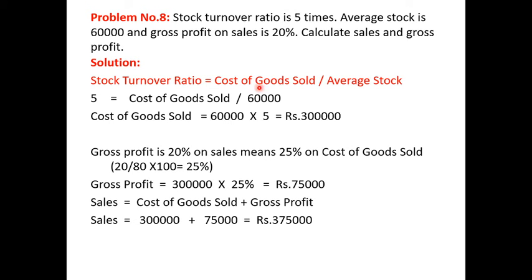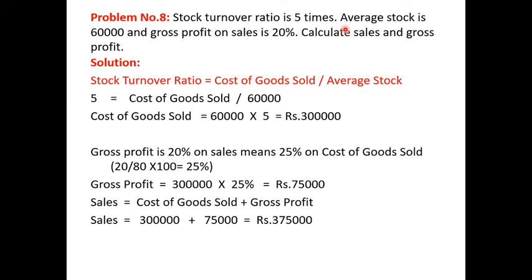And the last problem for this session: stock turnover ratio is 5 times. Average stock is 60,000 and gross profit on sales is 20%. Calculate sales and gross profit. Here stock turnover ratio 5 times is given in the problem. Stock turnover ratio, what is the formula? Cost of goods sold divided by average stock.